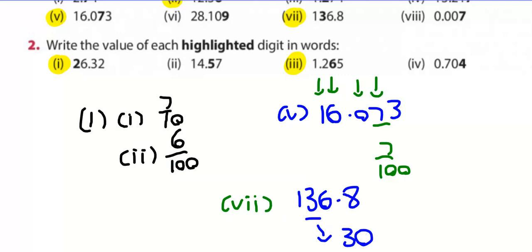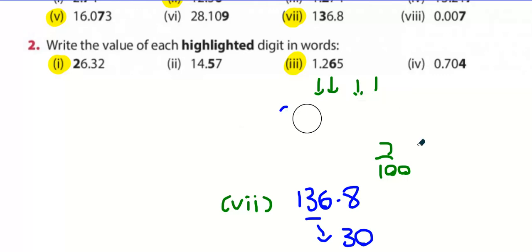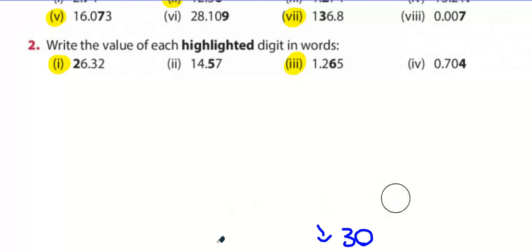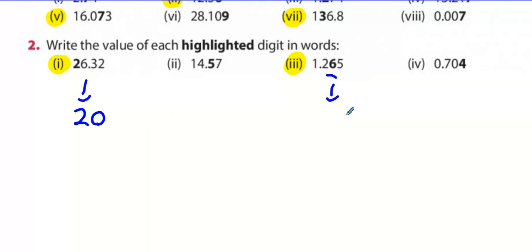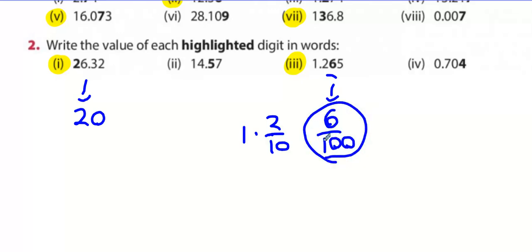Okay. Part 1. What do you reckon the highlighted dark part stands for? It does stand for 20. Okay. What do you reckon the 6 stands for here? So the 1 would be 1, the 2 would be 2/10, and the 6 would be 6 over 100. So the answer is 6 over 100.